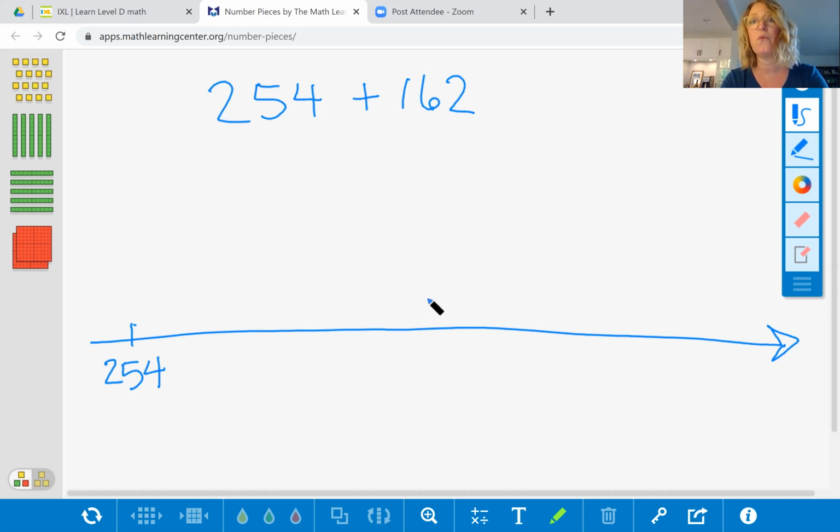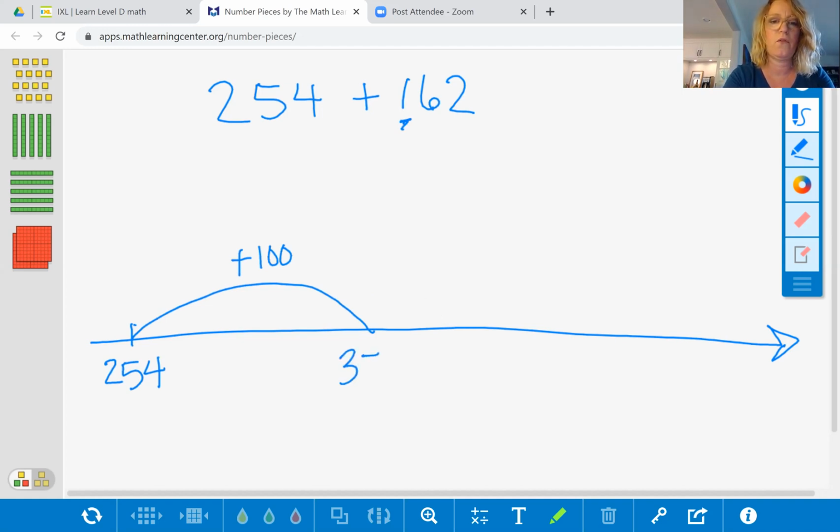I'm going to start off with a really big hop because I see that there is 100 in our number. So I'm going to make a big hop of 100. What's 254 plus 100? 354. That's right. Now I did the first number, so now I need to do the tens place. If there is a 6 in the tens place, that means there's 6 tens. So I'm just going to go ahead and do 6 hops of 10.